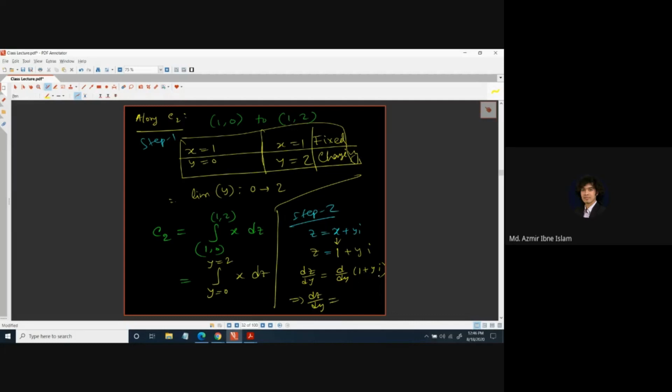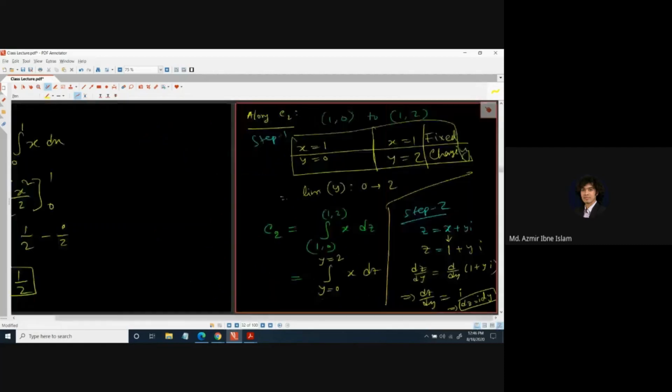What will be the result here? Differentiation of 1 is 0. Differentiation of yi is i. If we transfer this to the right side, then we will get dz equal to i dy. Is that okay? Yes, sir.